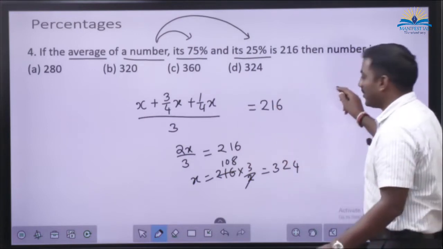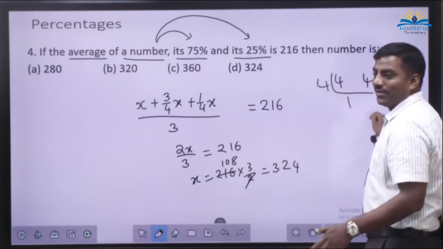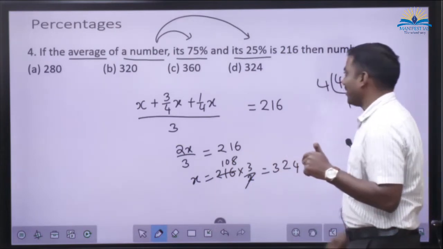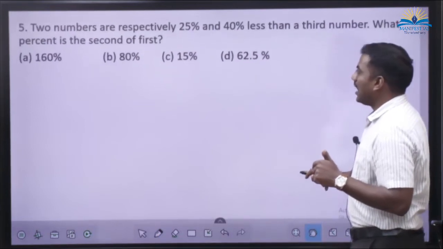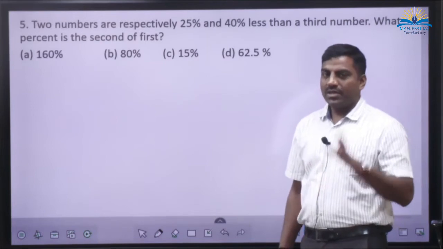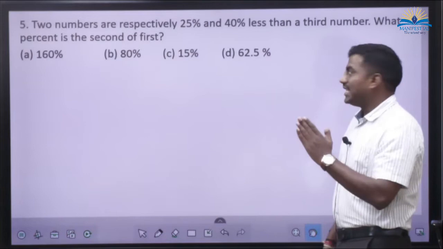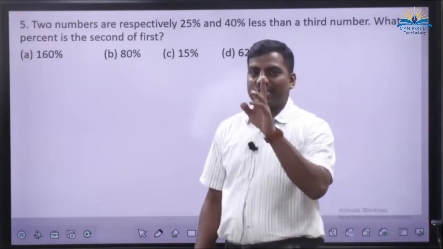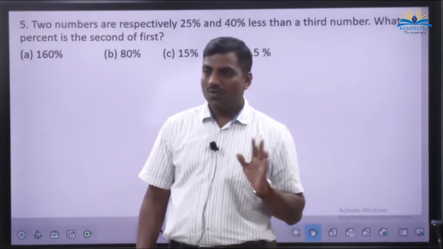Then for that again, I don't know, people would do this. No, right? Thank God. Yeah, done. Then two numbers are respectively 25% and 40% less than the third number. Two numbers are there already. When you compare it to the third number, what is it?